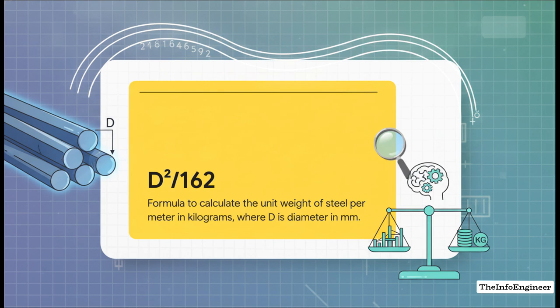In this formula, d stands for the diameter of the steel bar in millimeters. By squaring that diameter and dividing it by the constant 162, you get the exact weight of that steel bar per meter in kilograms. It elegantly simplifies what would be complex volumetric math into a rapid, on-the-fly site calculation.